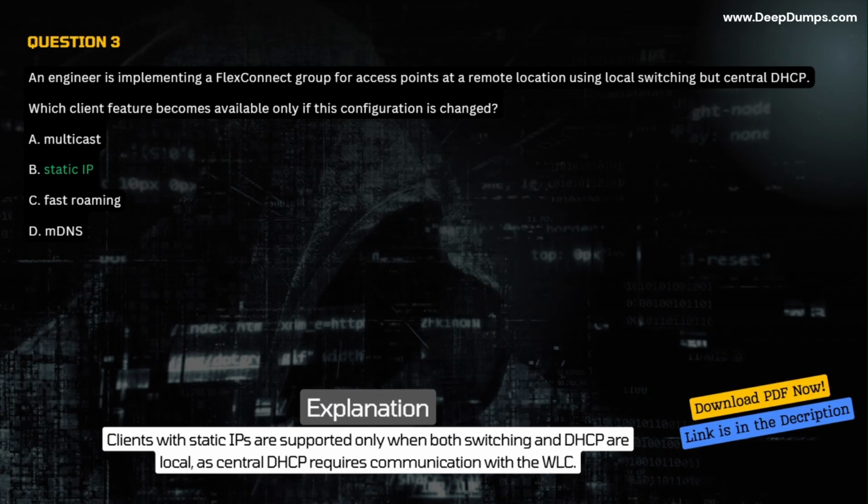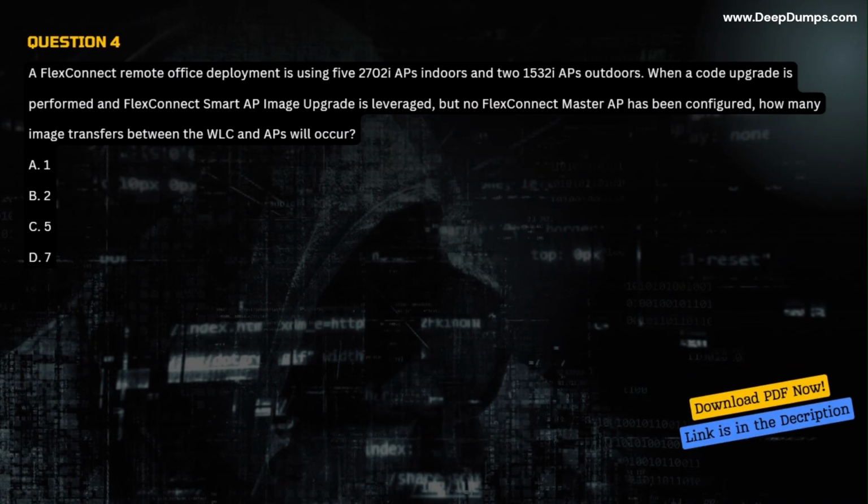Question 4. A FlexConnect remote office deployment is using 2702i APs indoors and 1532i APs outdoors. When a code upgrade is performed and FlexConnect Smart AP image upgrade is leveraged, but no FlexConnect Master AP has been configured, how many image transfers between the WLC and APs will occur? A. 1, B. 2, C. 5, D. 7. Correct answer B.